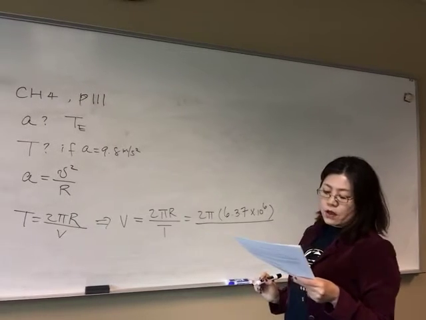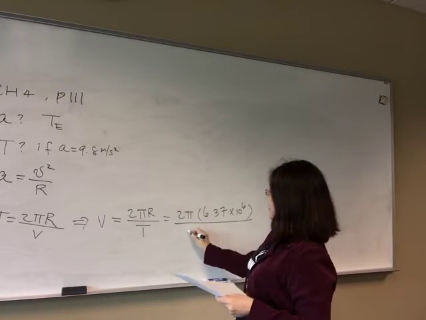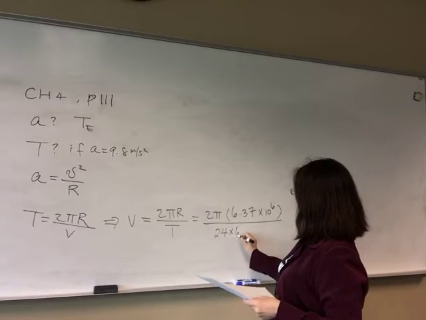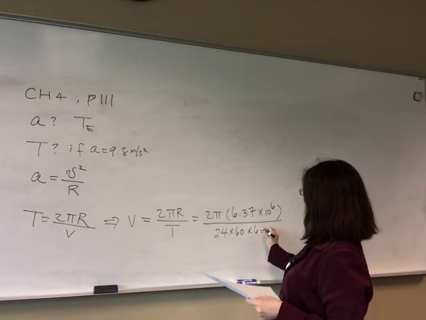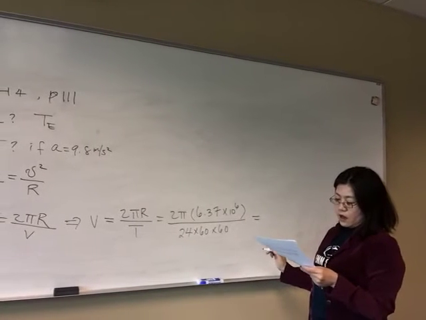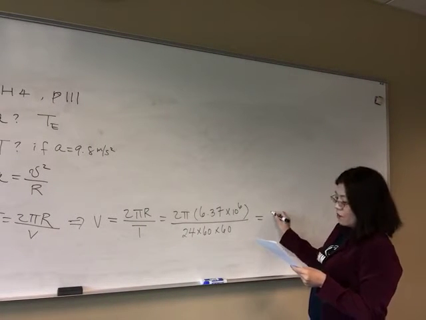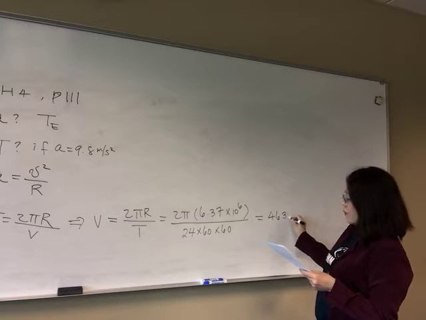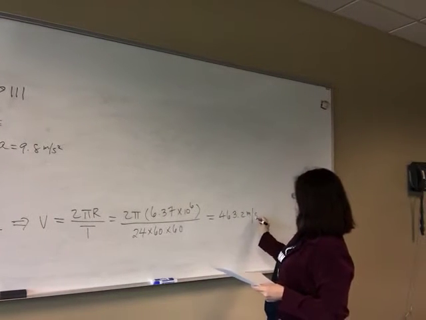The period of the Earth, 24 hours, so you have 24 hours, 60 minutes, and then 60 seconds. So you can calculate this. After you do the calculation, your v value is 463.2 meters per second. Okay?